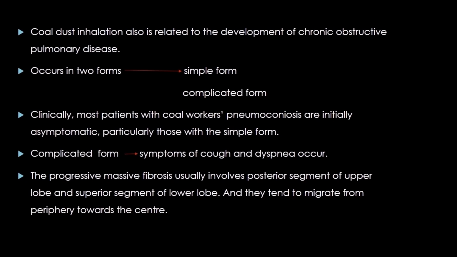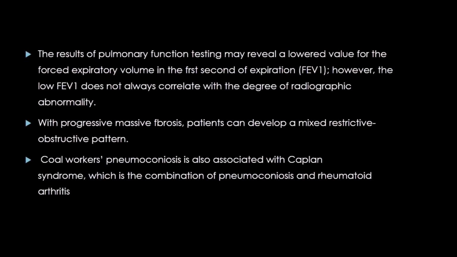The progressive massive fibrosis usually involves the posterior segment of the upper lobe and the superior segment of the lower lobe, and then they tend to migrate from the periphery towards the center. The result of PFTs may reveal a lowered value for the forced expiratory volume in the first second of expiration. However, the low FEV1 does not always correlate with the degree of radiographic abnormality. With PMF, patients can develop a mixed restrictive and obstructive pattern. Coal workers pneumoconiosis is also associated with Caplan syndrome, which is the combination of pneumoconiosis and rheumatoid arthritis.